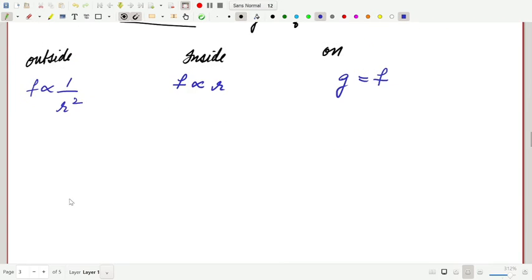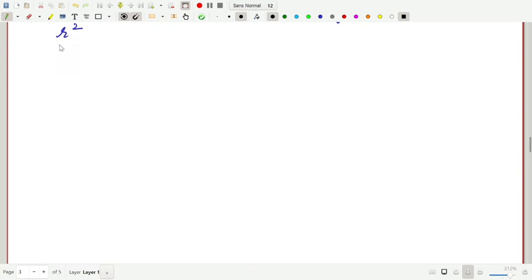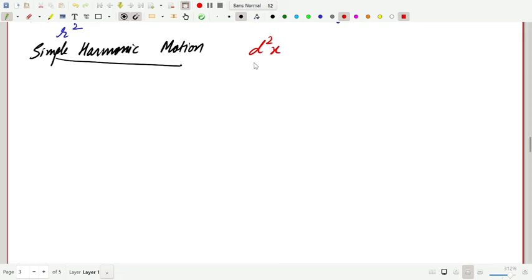Now, let's talk about a to and fro motion. Simple harmonic motion. We say the motion is simple harmonic when its equation is d square x over dt square is equal to minus mu x. Here mu is important because by this we can find time period T is equal to 2 pi over under root mu.